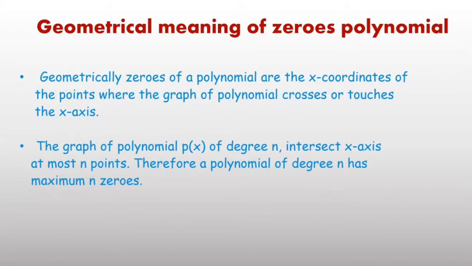So these two parts are clear: on the basis of the graph, zeros of a polynomial and the number of zeros of a polynomial.